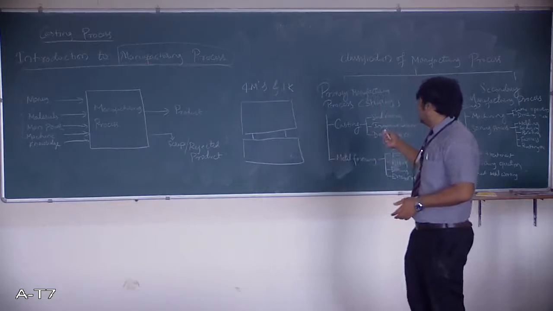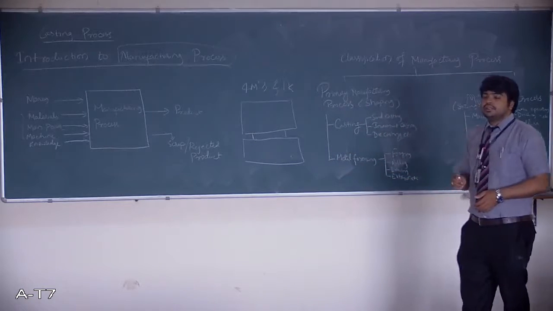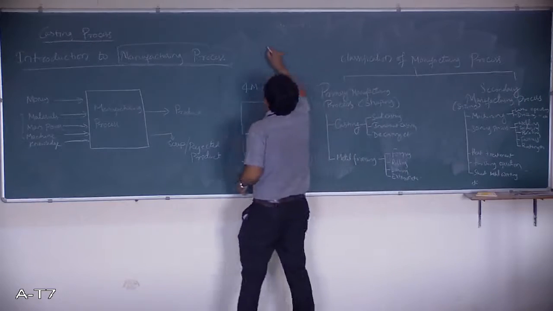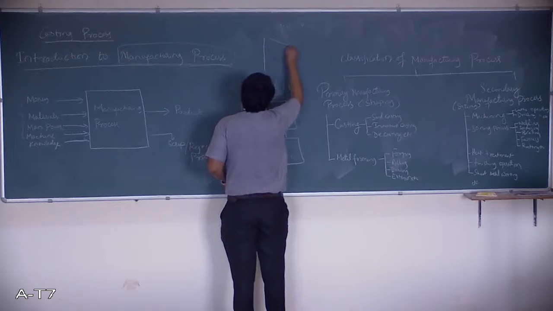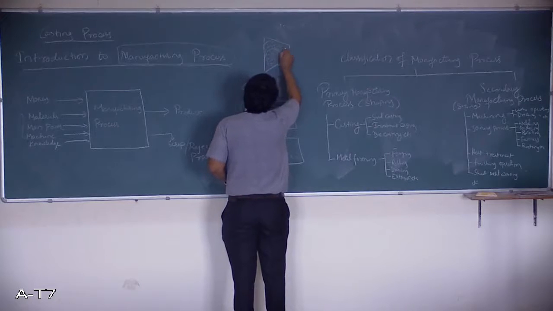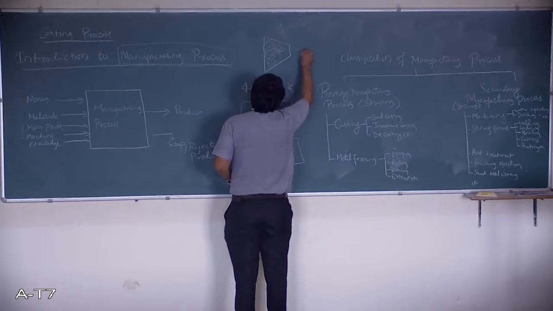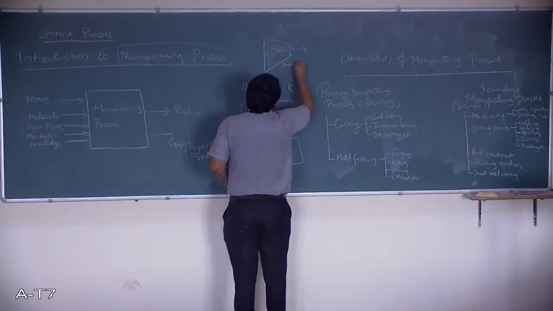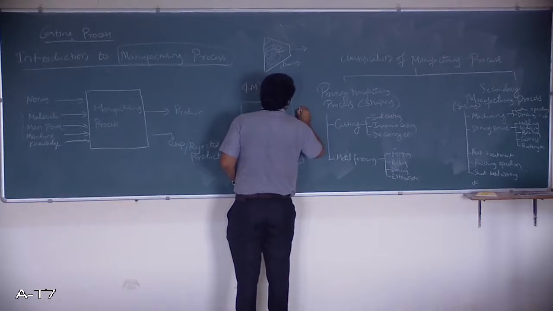Then we have drawing. Generally it is done in order to make wires. So I can give this simple sketch for drawing. The raw material is fed over here. This is the die, and the material is pulled through a small opening over here. Wires are manufactured by this particular process. This is drawing. Similarly, for extrusion, we have the die, same die.